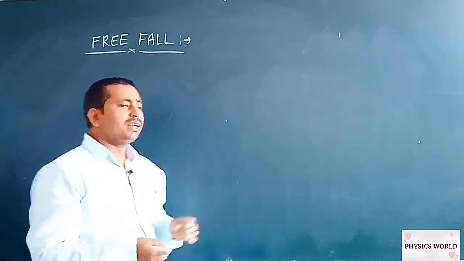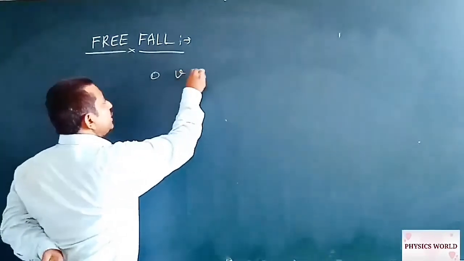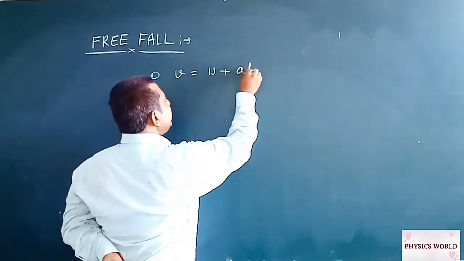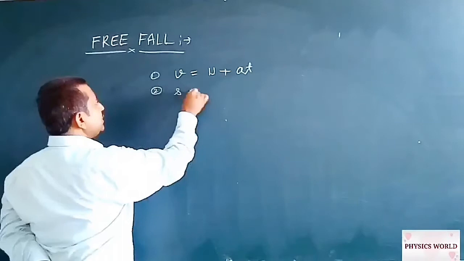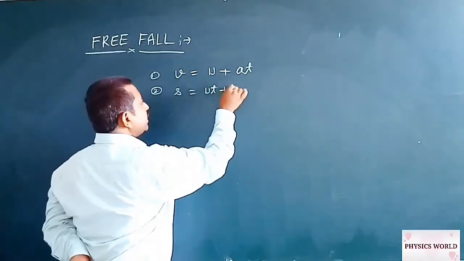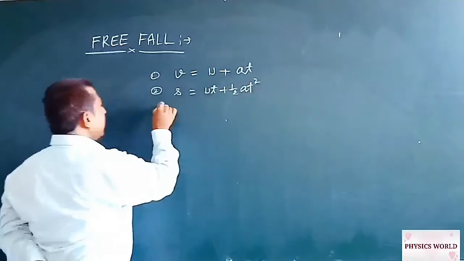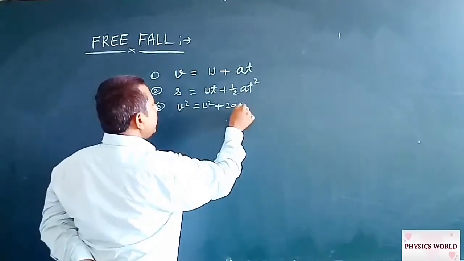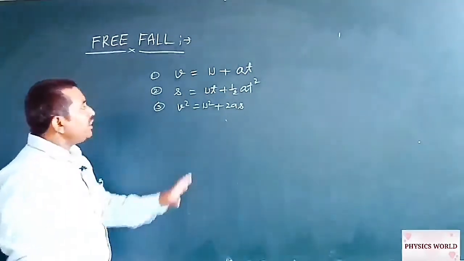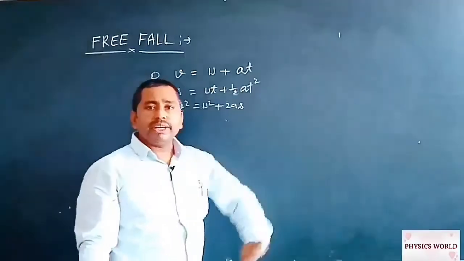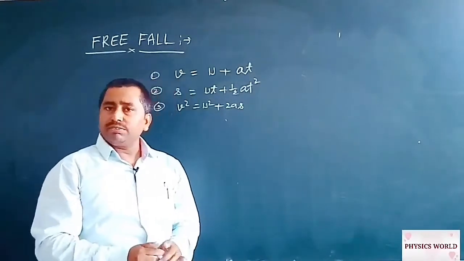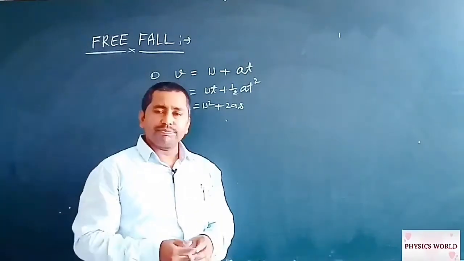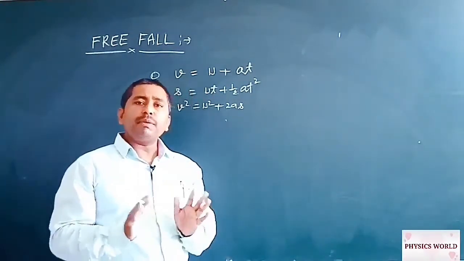as kinematic equations of motion, which are: first, v equal to u plus at, and second, s equal to ut plus half at square, and the third one is v square equal to u square plus 2as. Okay, so all these three equations help us to determine the values of u, s, a and t during uniformly accelerated motion.